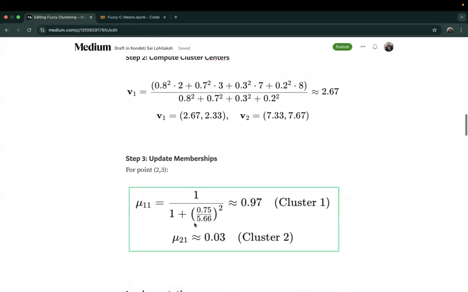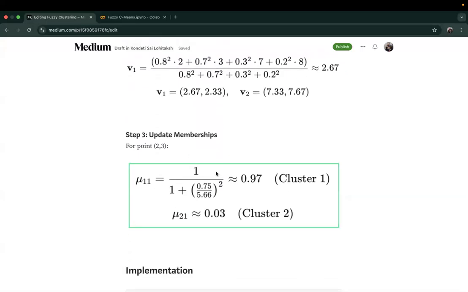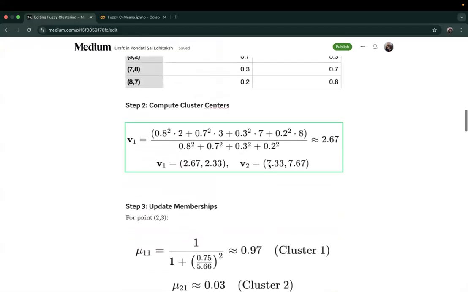So for example, this has been simplified over here. Mu11 is equal to 1 by 1 plus (0.75 by 5.66) whole square, which is approximately equal to 0.97. So we do the same for mu12, mu21, mu22, mu23, mu31, mu32, mu41, mu42, and we get 8 membership points. So when do we stop it?